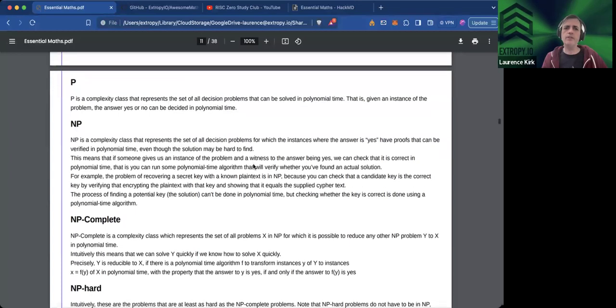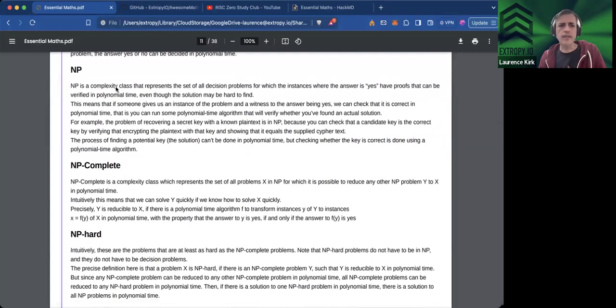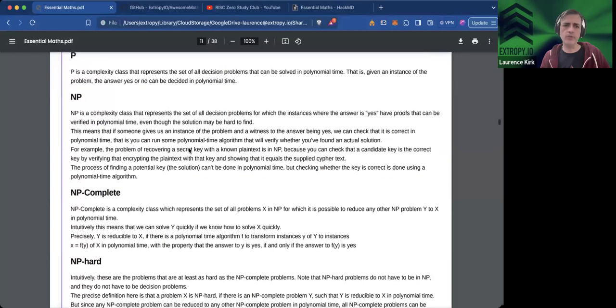Well, P means that we can solve these in polynomial time. So as the size of the input to the problem increases, the time taken to solve it, or to decide or check the solution, is polynomial. And then NP is the class where checking the solution is polynomial. So if you have a problem in NP and someone gives you a solution, you can check whether that is a correct solution in polynomial time.